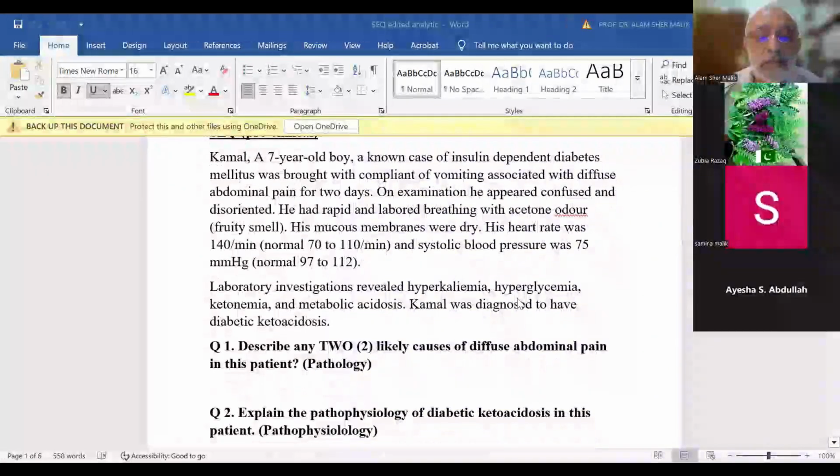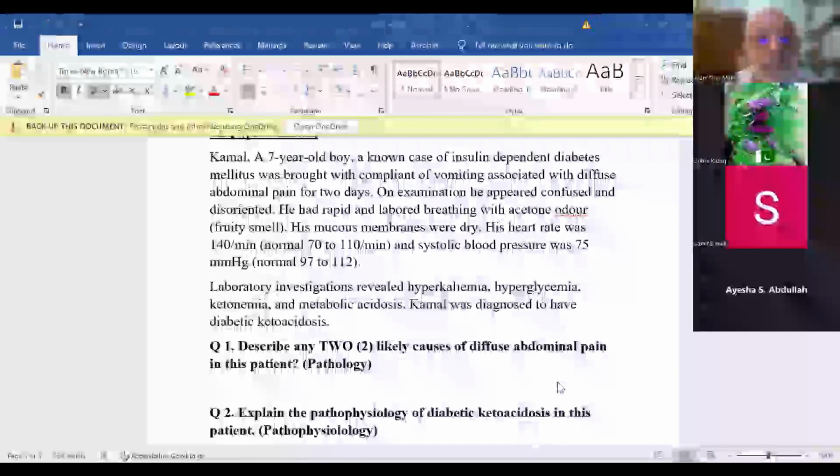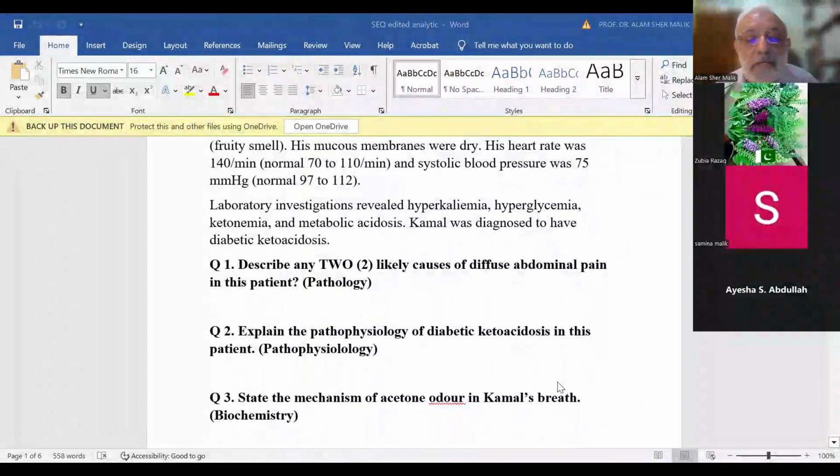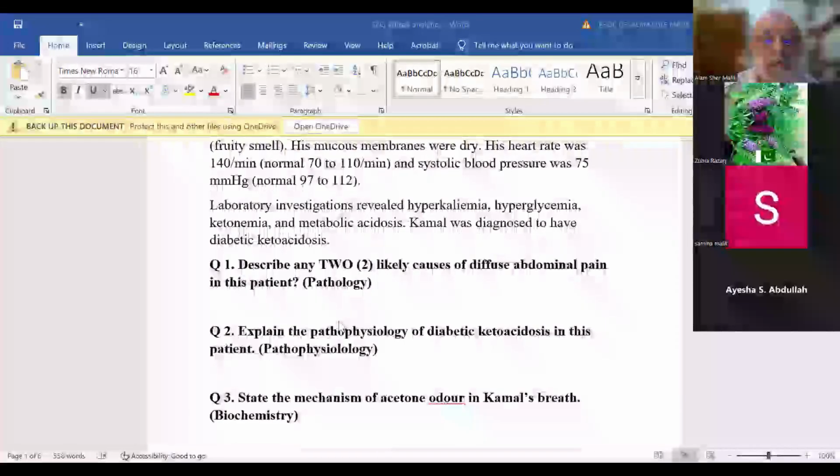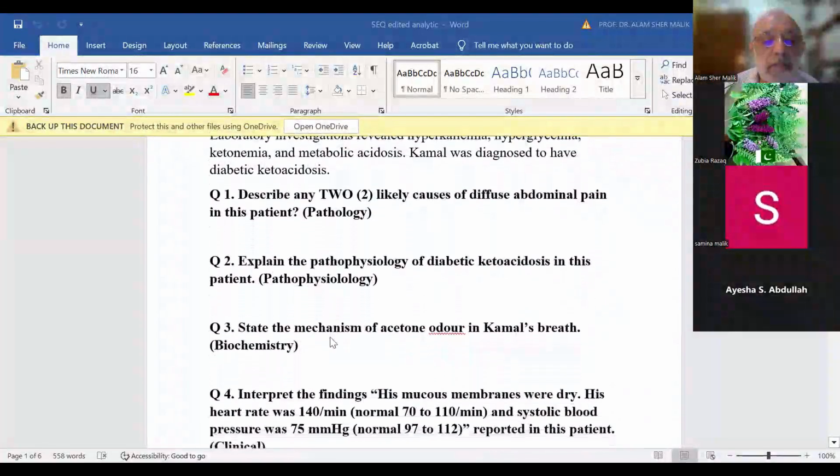The second question: explain the pathophysiology of diabetic ketoacidosis in this patient. We know this is insulin-dependent diabetes, so what could be the pathophysiology of diabetic ketoacidosis in this patient? The third: state the mechanism of acetone odor in Kamal's breath, which is biochemistry. So you can see we have questions from pathology, pathophysiology, and biochemistry.